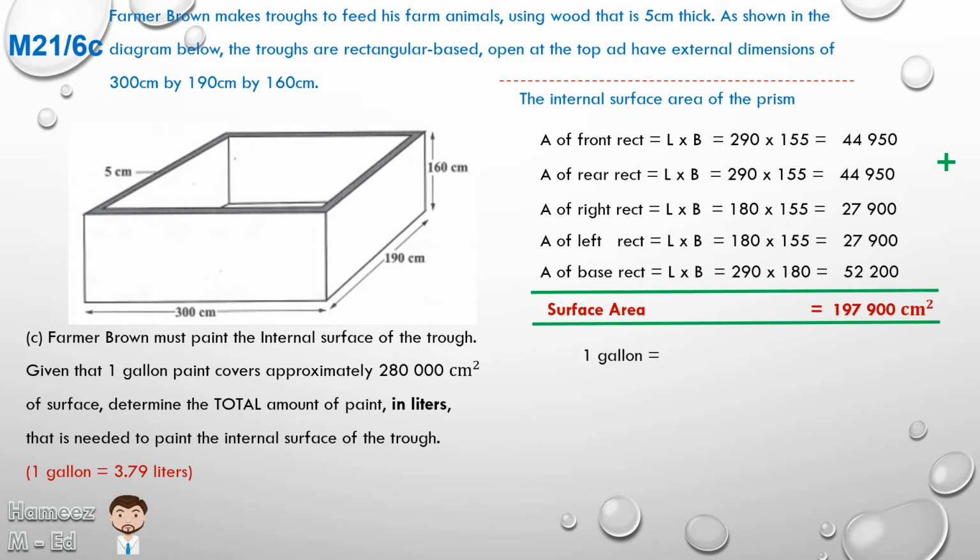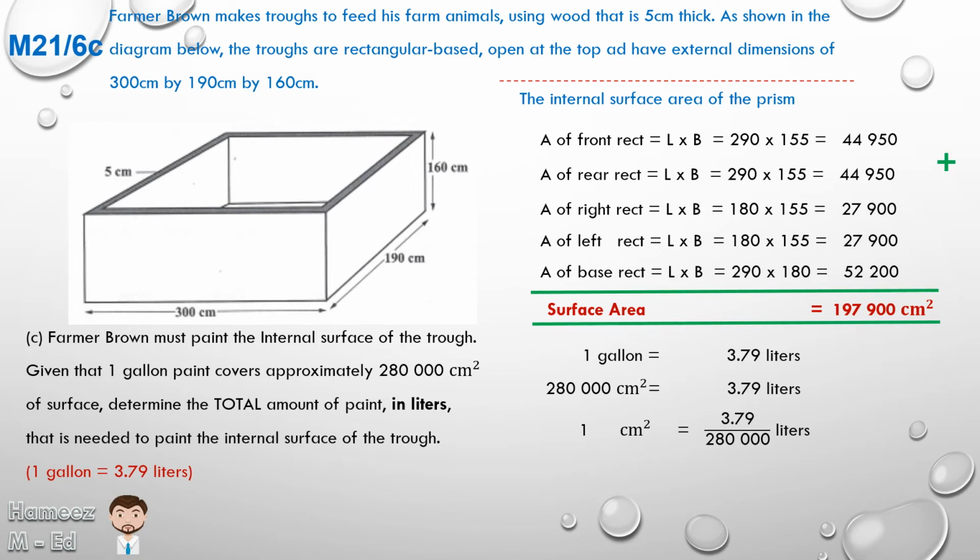Now, let's recall that 1 gallon is equal to 3.79 liters. And it was given that 1 gallon paints a surface of 280,000 centimeters squared. So we can replace it: 280,000 centimeters squared is equal to 3.79 liters. And we have a ratio. So 1 centimeter squared will be equal to 3.79 divided by 280,000.